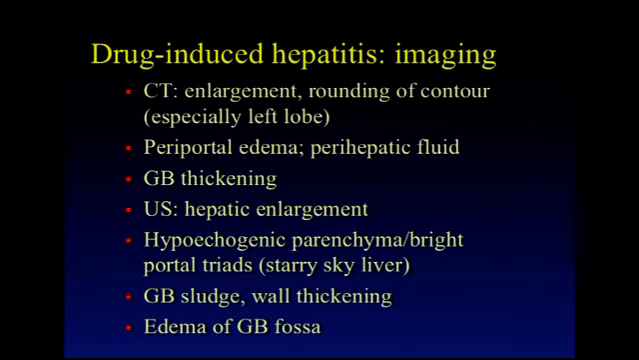So what are the possible imaging findings we can see with drug-induced hepatitis? Well, for CT, we would look for enlargement of the liver, some rounding of the contours, especially of the left lobe, which I'll demonstrate, periportal edema, perihepatic fluid, gallbladder wall thickening. In ultrasound, we would again look for similar findings. As a matter of fact, many of these were beautifully elaborated as far back as the 1980s when we looked at the diagnosis of viral hepatitis. And frequently, the findings are going to be overlapping. So again, we'll look for enlargement of the liver, hypoechoic parenchyma leading to the so-called starry sky liver, gallbladder sludge or wall thickening, and then a new finding, which I've noted to be edema of the gallbladder fossa.